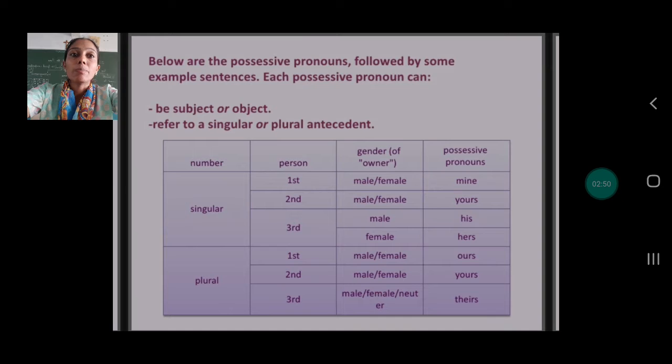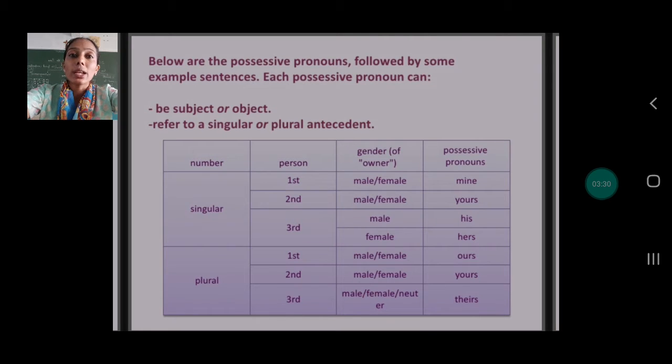Below are the possessive pronouns followed by some examples. It can be subject or object, and refer to a singular or plural antecedent. See the example. If it is singular, the first person, male or female, we use the possessive pronoun mine. For second person, male or female, we use yours, we add s. For third person, if it's male we use his, and if it's female we use hers. You are going to add one more s after her.